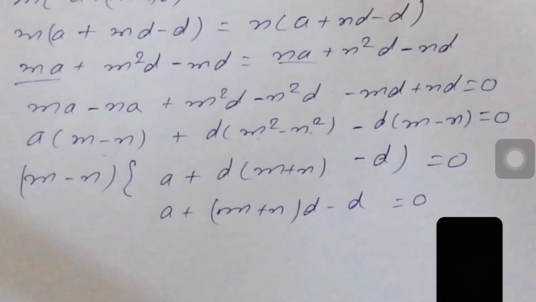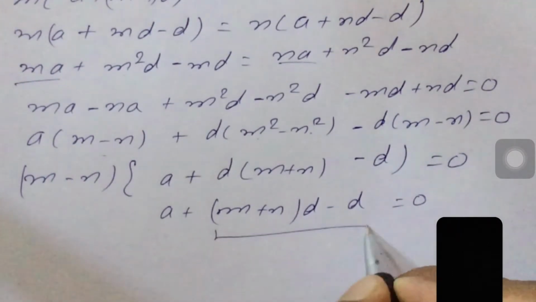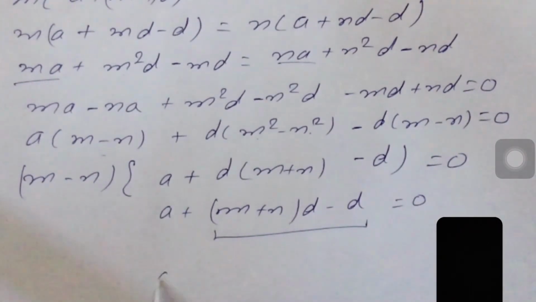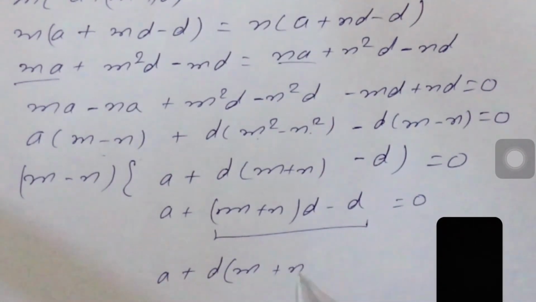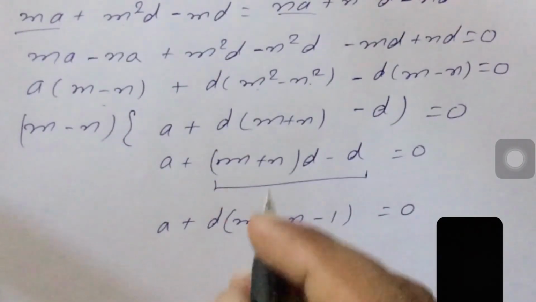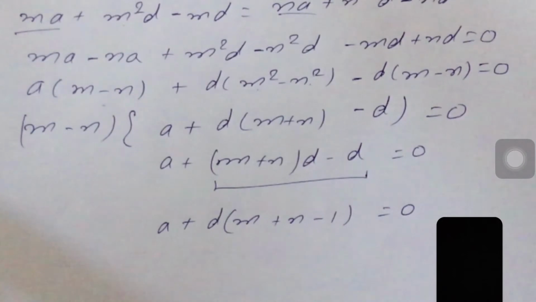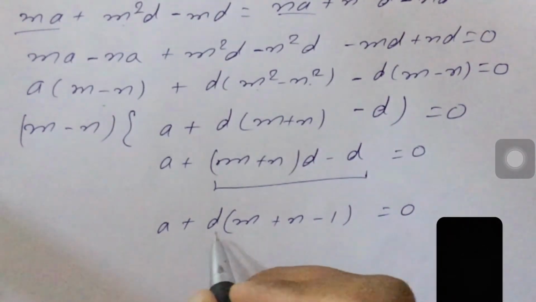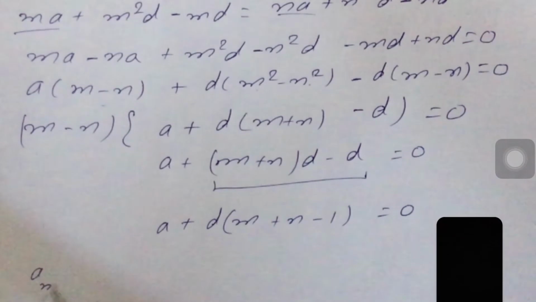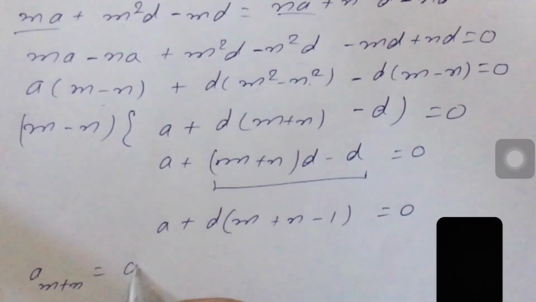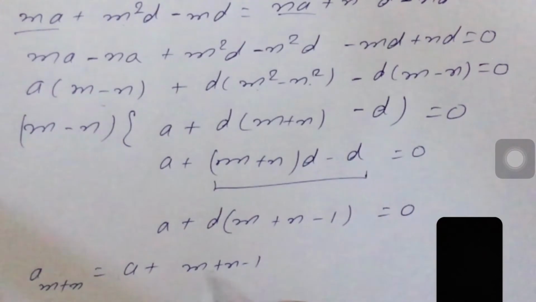Clear getting or not? Yes or no? Yes. From here to here, can we take d out? So a plus, taking d out, (m plus n minus 1) d is equal to 0. Yes or no? Yes, sir. Now see, is this looking like the (m plus n)th term? Because if I write the (m plus n)th term, it will be a plus (m plus n minus 1) into d, only, right? Because whatever term is there, that term minus 1 into d will be there, like normal things.